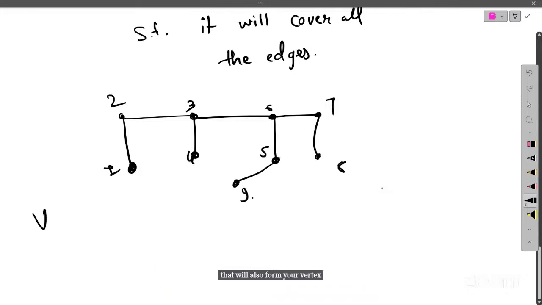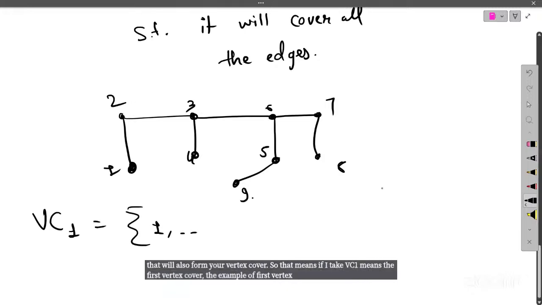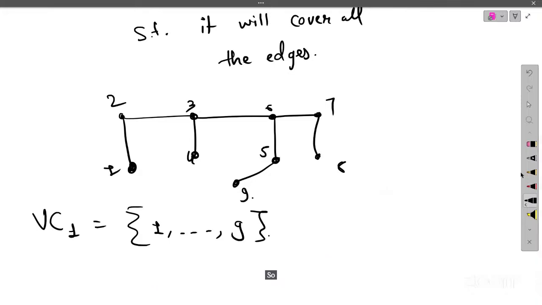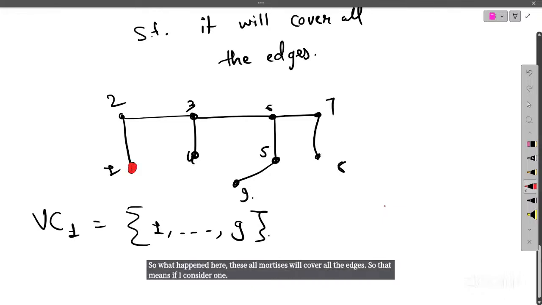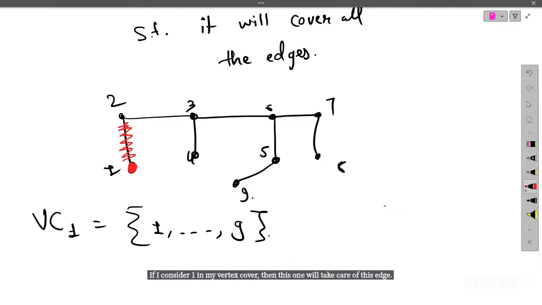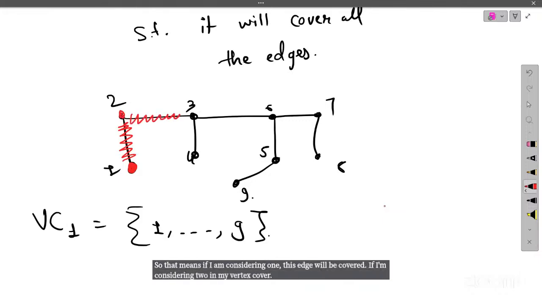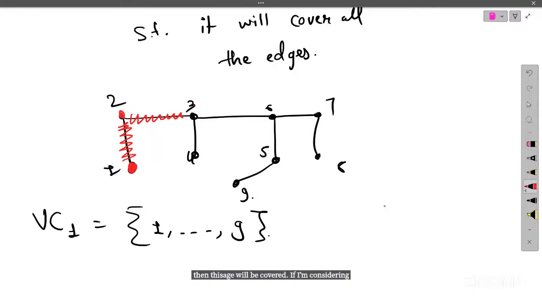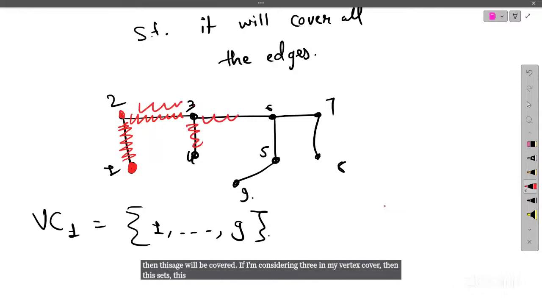So if I take VC1, the first vertex cover, here I am taking all the vertices from 1 to 9. What happens here? These vertices will cover all the edges. If I consider 1 in my vertex cover, then this edge will be covered. If I consider 2, then this edge will be covered. If I consider 3, then this edge and this edge will be covered. It doesn't matter if an edge is covered twice. In a vertex cover, this is possible.